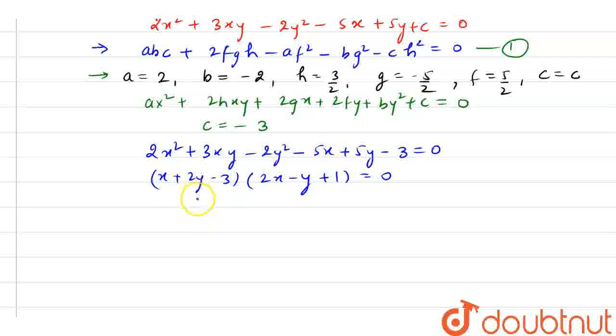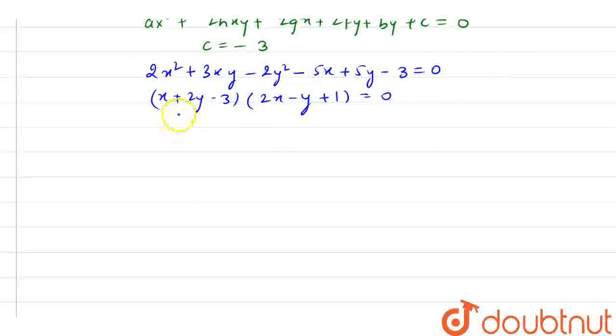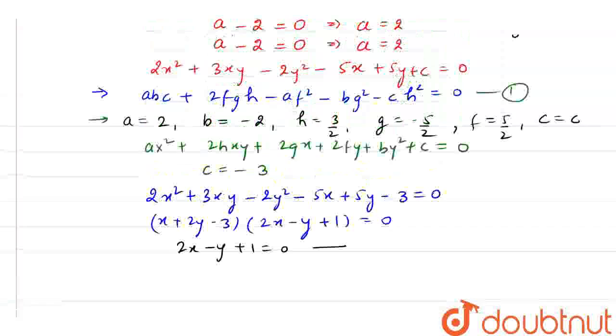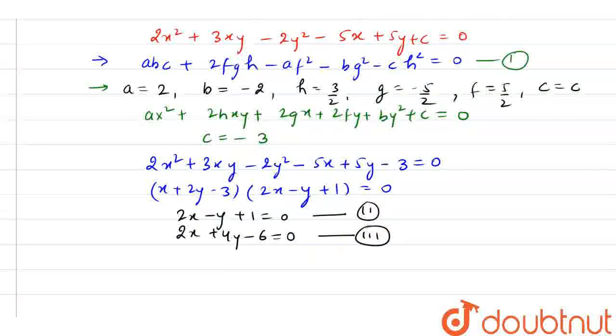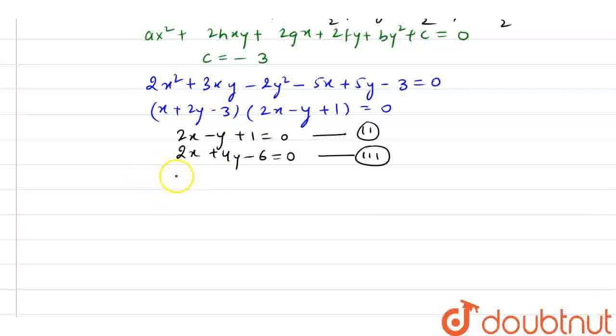Now first of all, these lines are perpendicular lines, right? So we need to find their point of intersection. So let's solve these two lines. We have the first line as 2x minus y plus 1 equals to 0. Let this be equation number 2. Now the second line is x plus 2y minus 3 equals to 0, so to find the point of intersection, let's multiply this line by 2, and we have 2x plus 4y minus 6 equals to 0. Let this be equation number 3. Now if you solve it, if you subtract, you will get the value of y as 7 by 5 and value of x as 1 by 5, right?